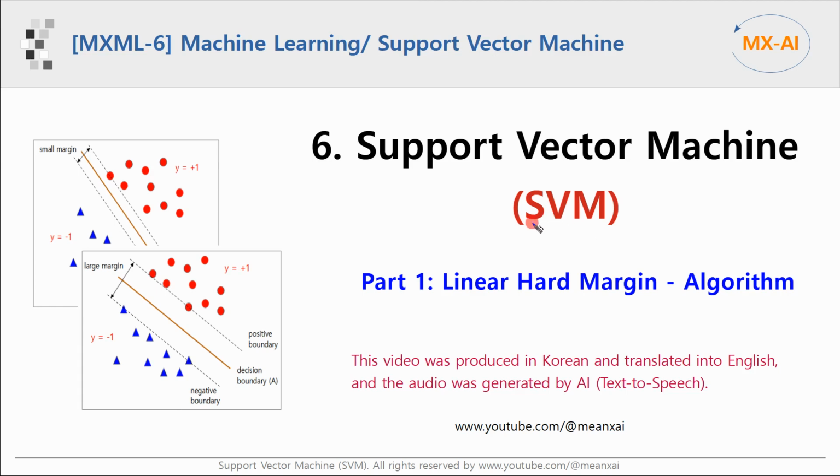Let's look at the support vector machine as the sixth topic of machine learning. Support vector machine uses a constrained quadratic programming. To better understand the support vector machine, it is helpful to first understand the convex optimization, which we discussed in the previous topic. In this video, we will look at the linear hard margin algorithm of the support vector machine. A linear hard margin SVM is only possible if a straight line can completely separate two data clusters without error.